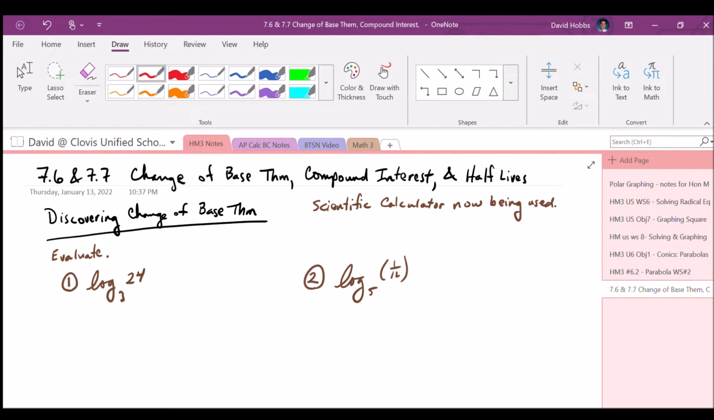Okay, so first off, we're going to figure out what the change of base theorem is. We're going to discover it as we're going through and doing it. Okay, so got a couple problems here, and we're going to try to notice the pattern of what's going on.